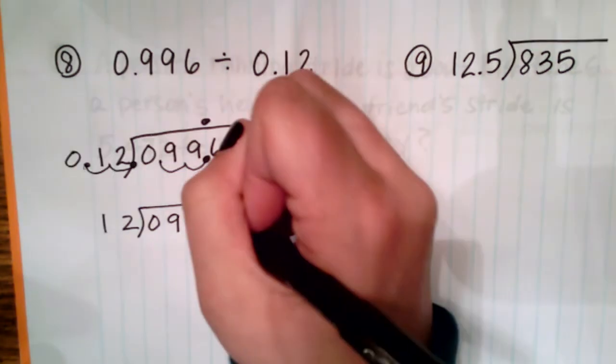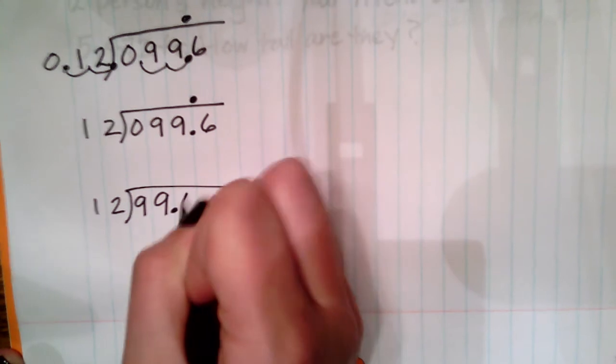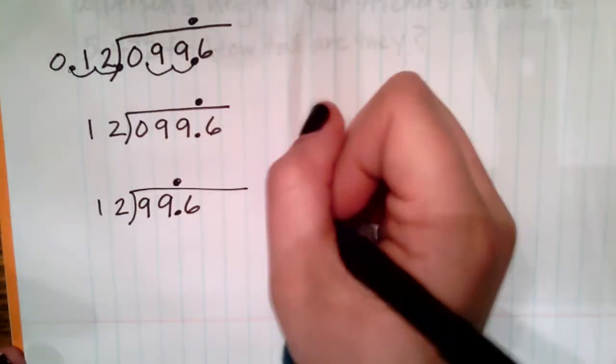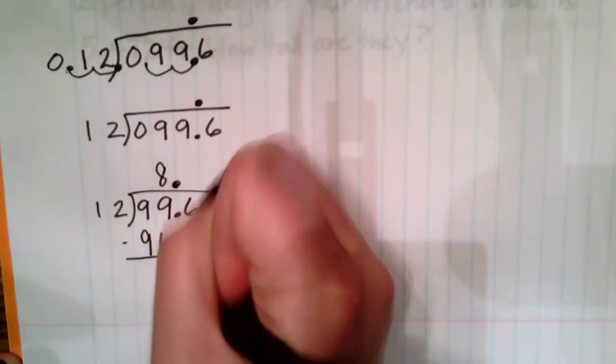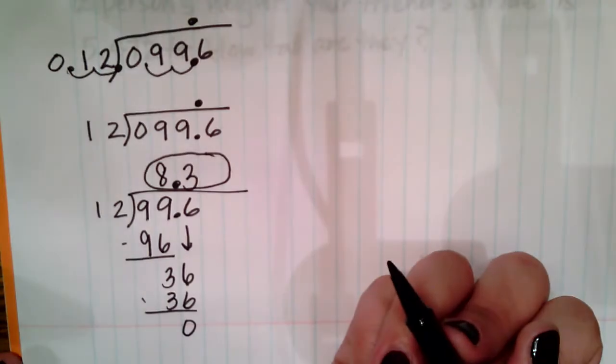Now it's just 99.6. So actually, I'm going to rewrite that again. My mistake. It's 99.6. Okay, 12 goes into 99 8 times for 96. 12 times 3 is 36. So my answer is 8 and 3/10.